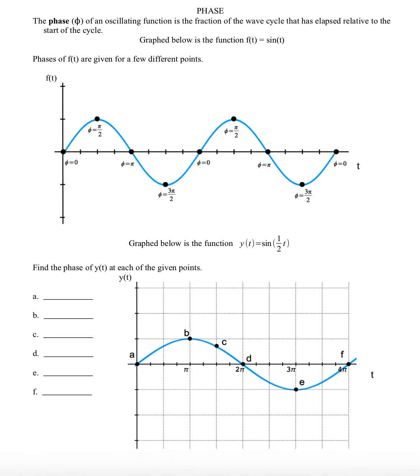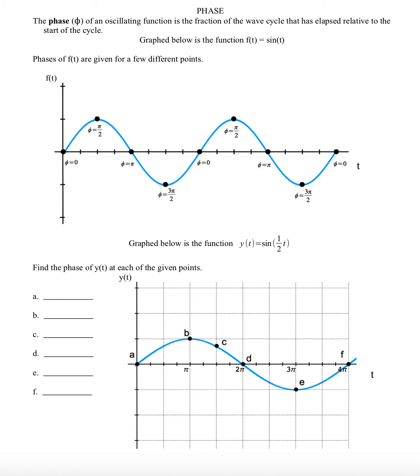The phase of an oscillating function is the fraction of the wave cycle that's elapsed relative to the start of the cycle. Graphed below is just the simple function f of t equals sine t. Some phases of f of t are given for a few different points.